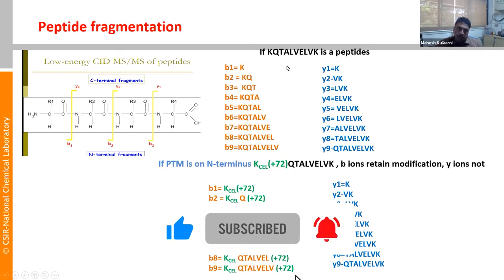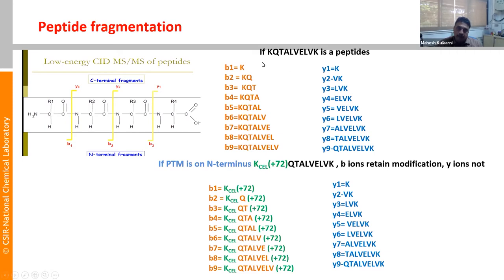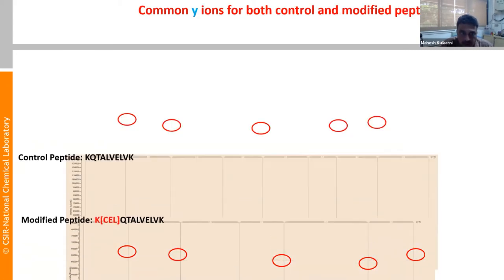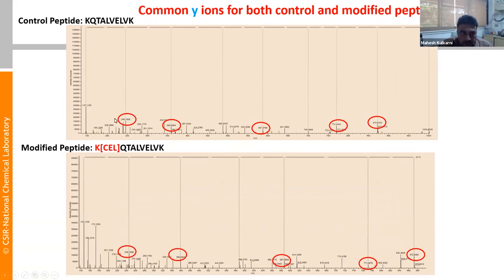So while annotating, you need to remember that if the PTM is at the amino terminus, then the Y ions between unmodified and modified will remain the same, whereas B ions will show an increase in mass. So let's look at that. How to identify glycation modification? Here you see this is the same peptide KQTAL. This is unmodified, whereas this is modified. As I said, the Y ions remain common between unmodified and modified. You see here, these are the Y ions, and their molecular masses are similar between unmodified and modified.